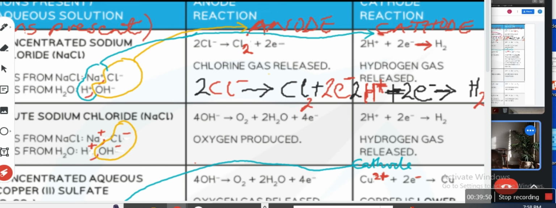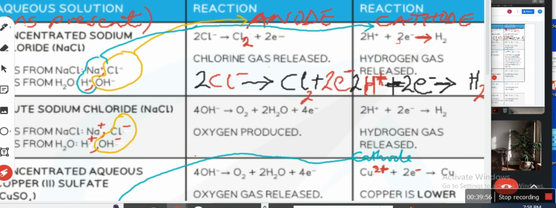Read this equation here: 2H plus 2e minus gives H2. Which gas is released here in this one I'm circling? Hydrogen. All right, so this is how we analyze electrolysis.